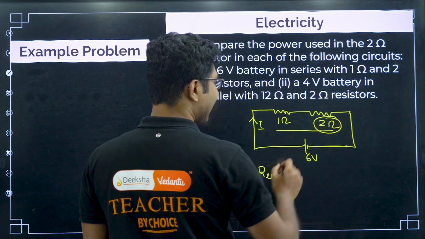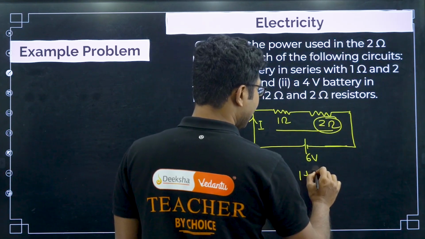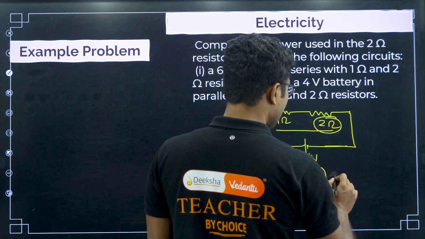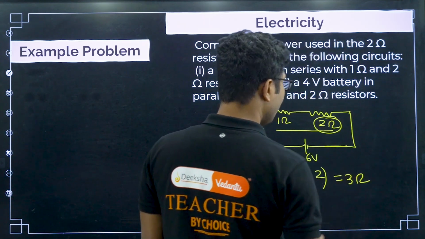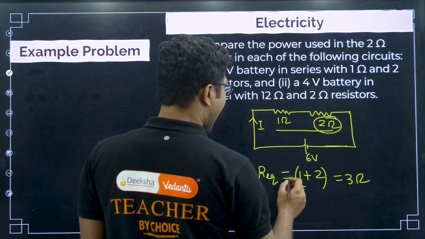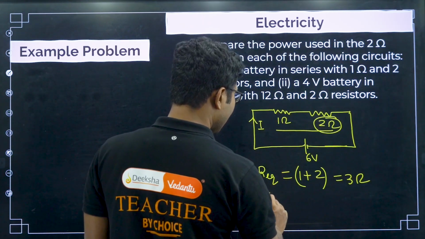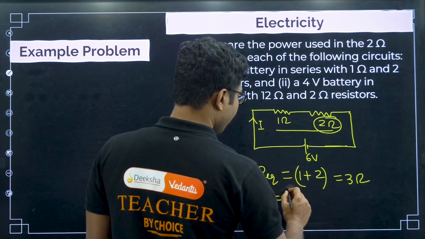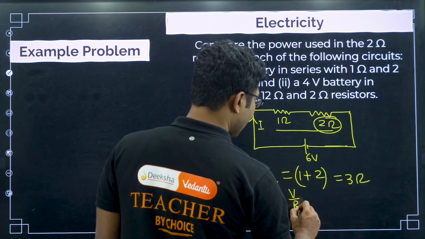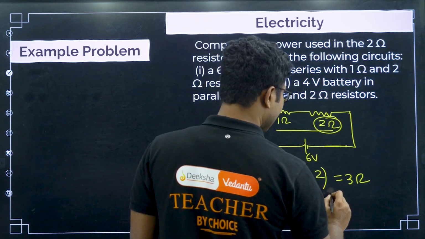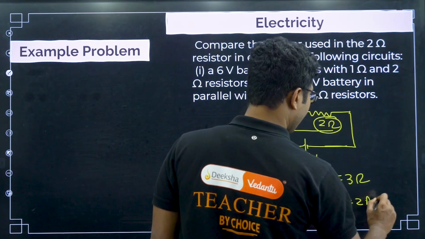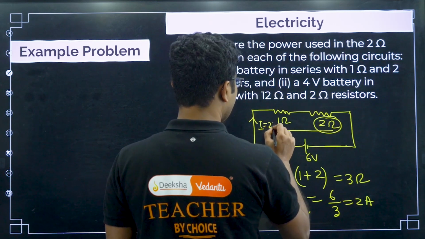In this case they are connected in series. So we know that in case of series we can simply add the resistances to find the equivalent resistance. So this is 3 ohm. 3 ohm is the equivalent resistance, and the current in the circuit I will be equal to V by R equivalent, that is V is 6, R equivalent is 3. So current in the circuit is 2 ampere.